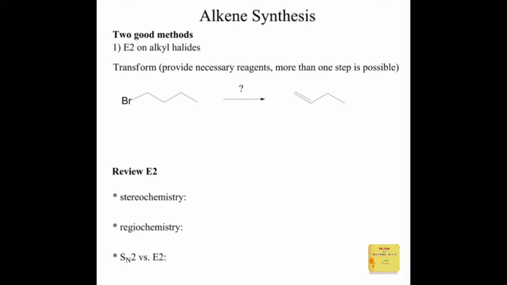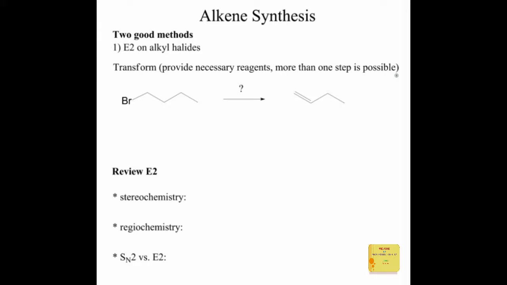So how would we make an alkene? If we want to put a carbon-carbon double bond into a structure, there are really 2 major approaches we would want to take. One of them is going to be an E2 reaction on an alkyl halide. Let's see an example of that. How about if we wanted to transform this given starting material into the desired product? A transform problem means provide the necessary reagents to convert one to the other. More than one step might be possible, so it might not just be one reagent; it might be multiple steps.